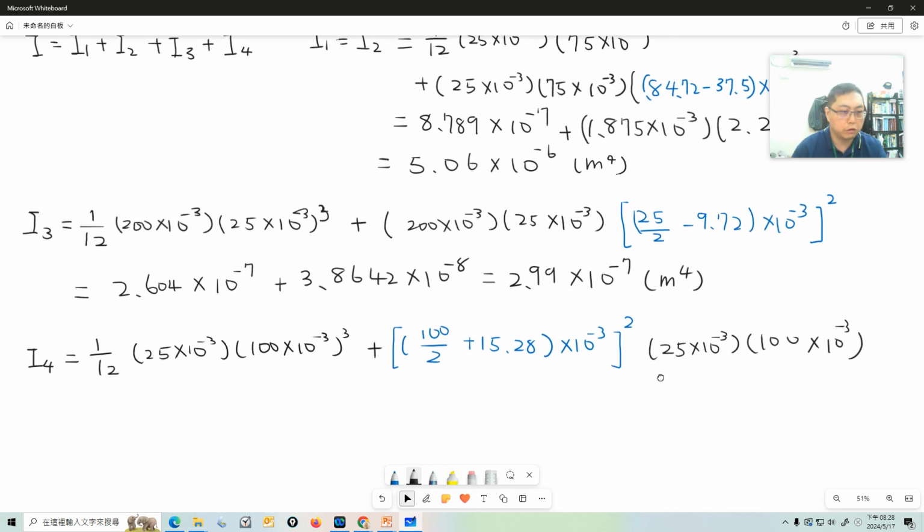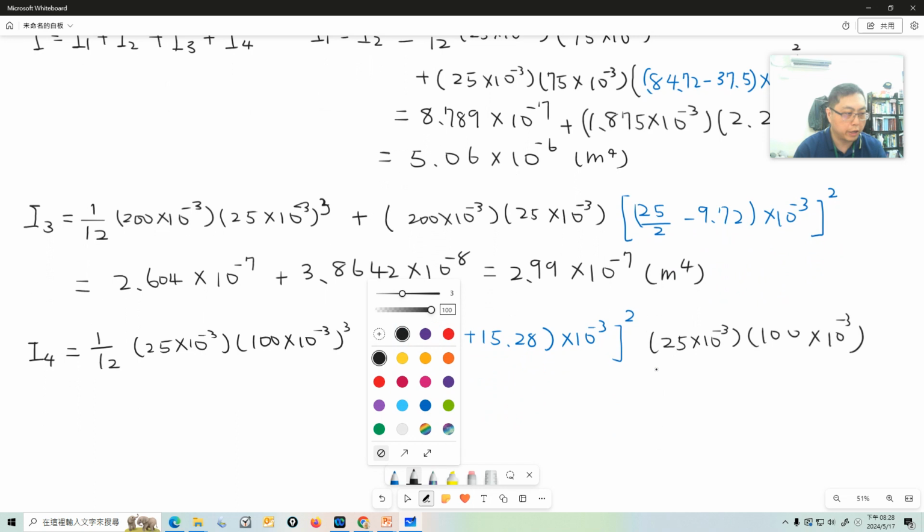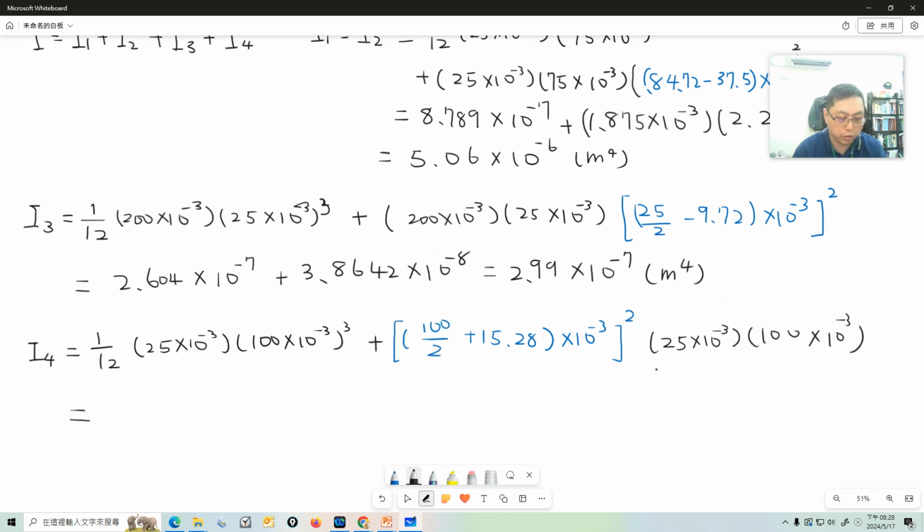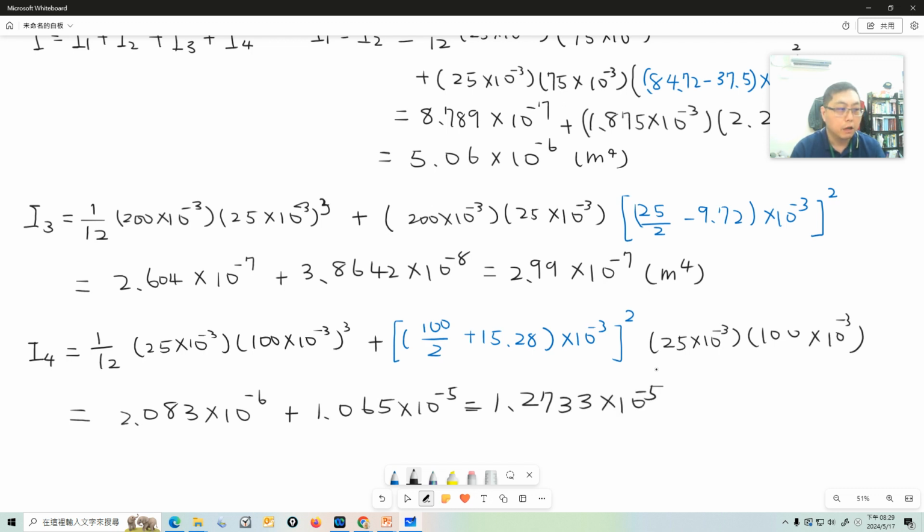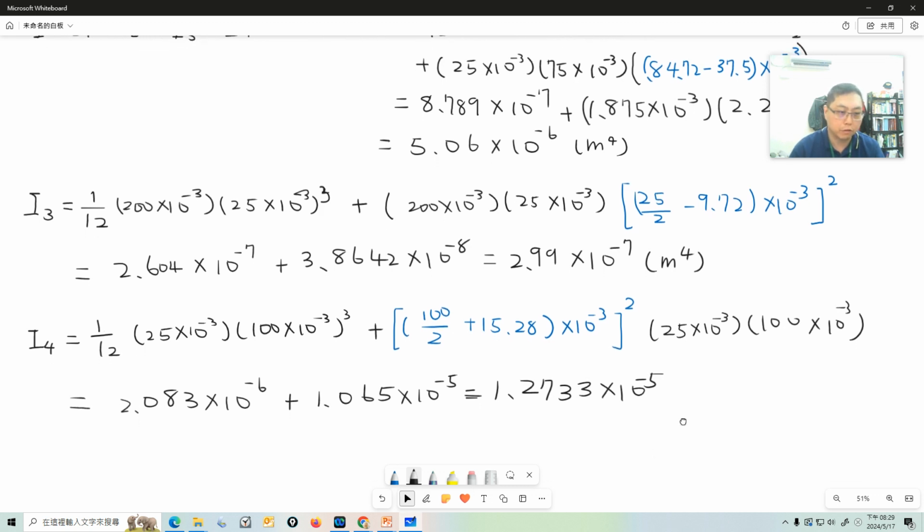Using your calculator, the first term is 0.8086 times 10 to the power minus 6, plus 1.065 times 10 to the power minus 5. So the final answer will be 1.2733 times 10 to the power minus 5. That's your I4. Then you add all these together: I equals I1 plus I2 plus I3 plus I4.